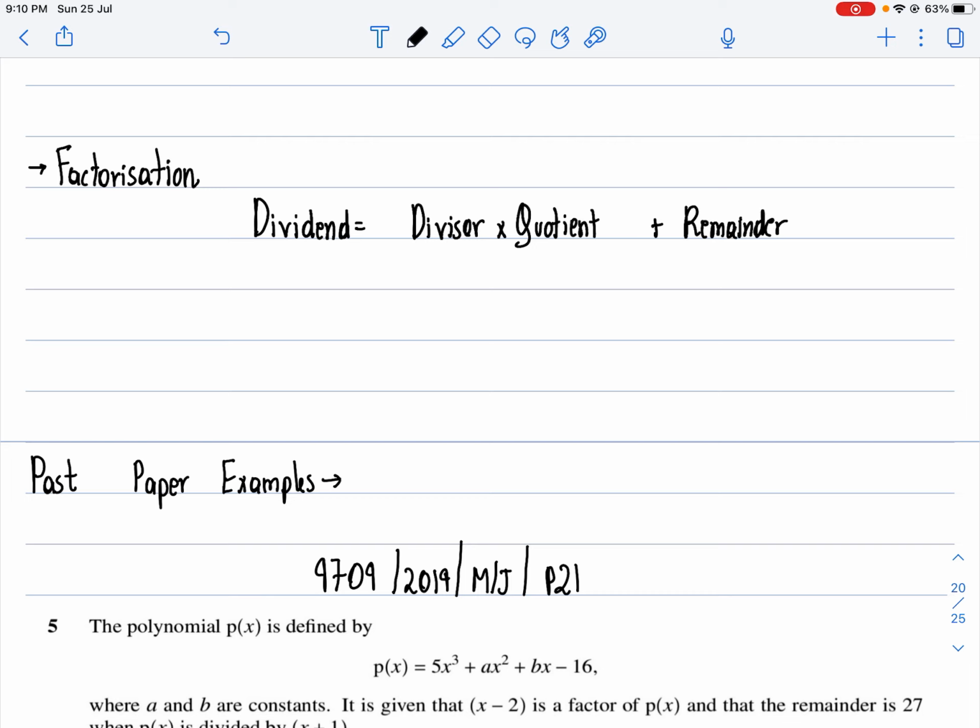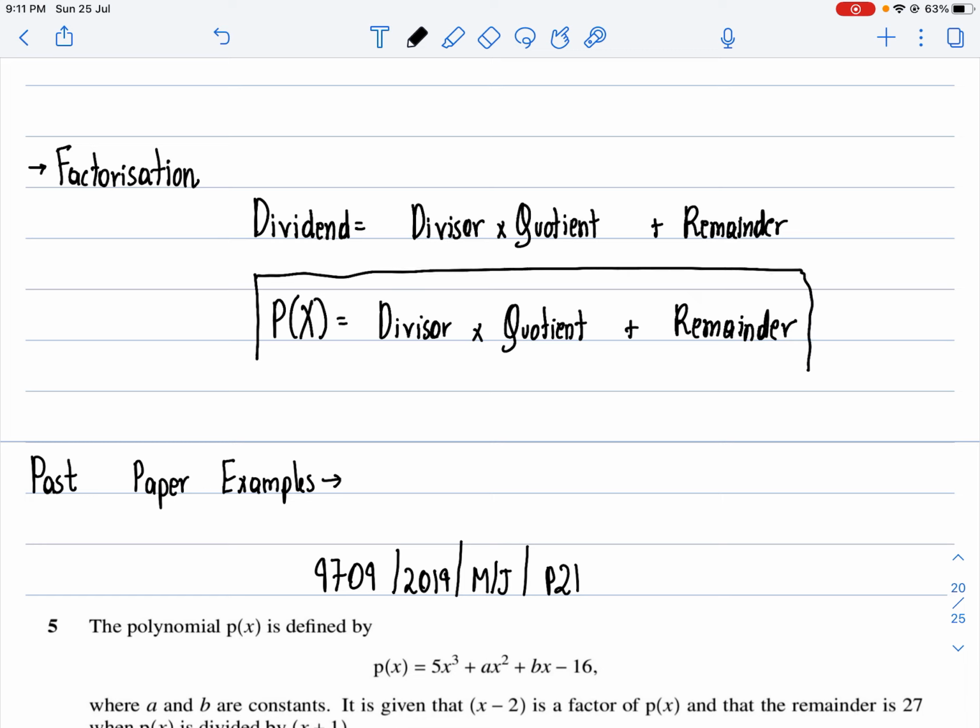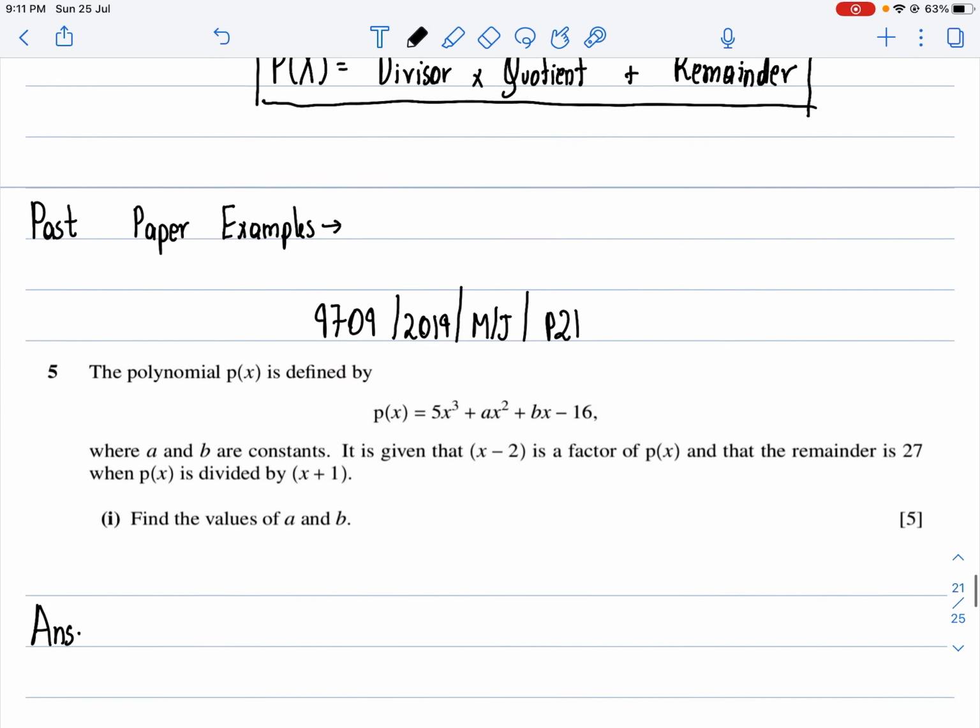Now, you know that your p of x is always the dividend, correct? Because it comes in the numerator. We had done this in the previous video, correct? So basically you get your formula as p of x is equal to the divisor into quotient plus the remainder, correct? This is basically the formula which you need to know. A very important concept. You really need to remember this because this will help you in factorization. Okay, got it? So now let's do some past paper examples.